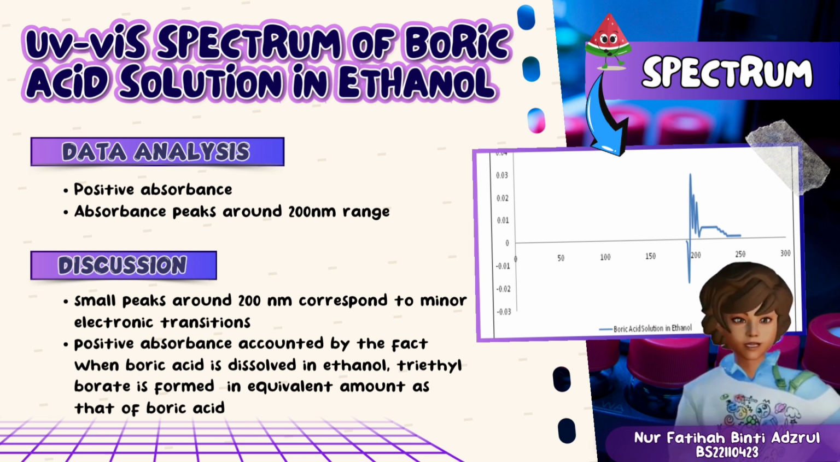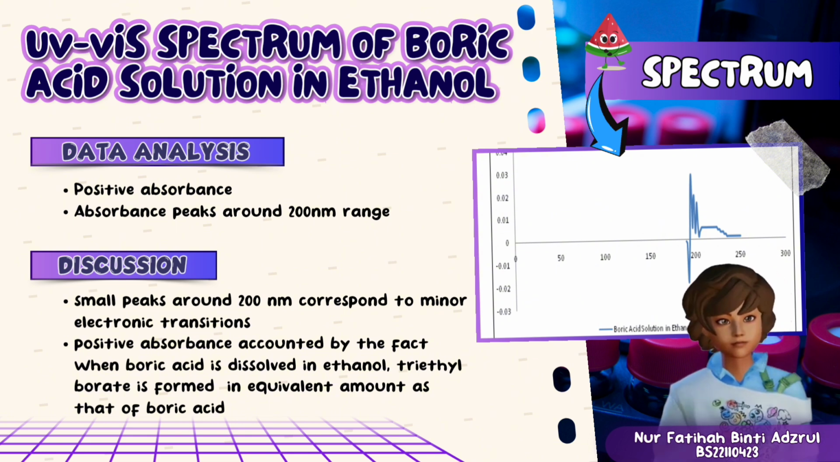The small peaks around the 200 nm range correspond to minor electronic transitions or impurities, but they are not indicative of significant light absorption. These results imply that boric acid in ethanol does not undergo substantial electronic transitions in the spectral range, making UV-vis spectroscopy less effective for analyzing boric acid directly.